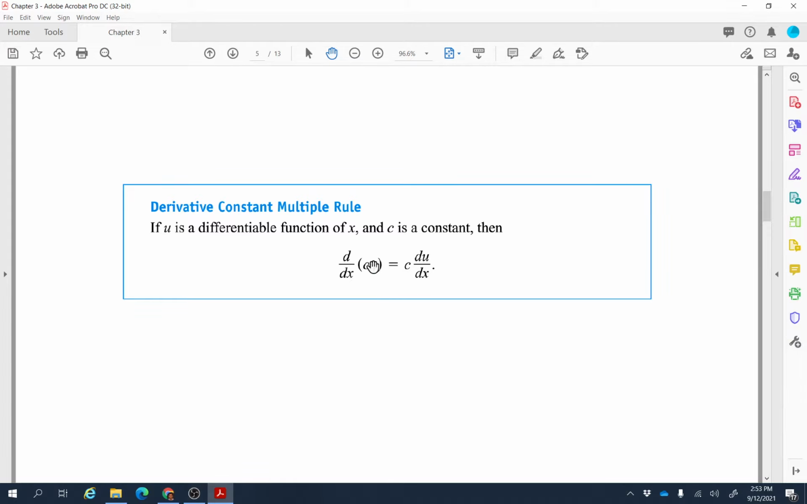If there is a constant times some function, you can always bring that constant outside and find the derivative of the function. For example, let's say there is 5 times x to the power 3. To find the derivative, you can bring this 5 outside and just multiply the derivative of x cubed by 5. By using the power rule, the derivative of x cubed is 3 times x to the power 3 minus 1, which is 2. So eventually it's 15 times x squared.